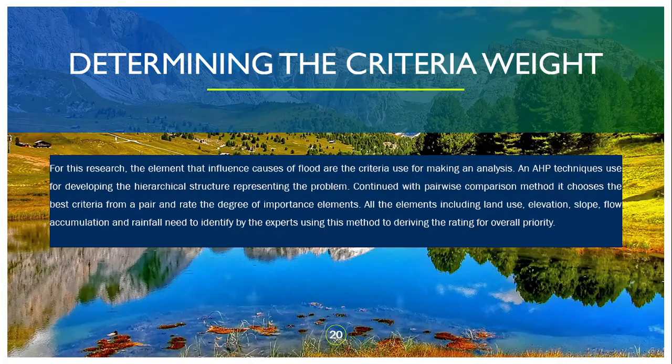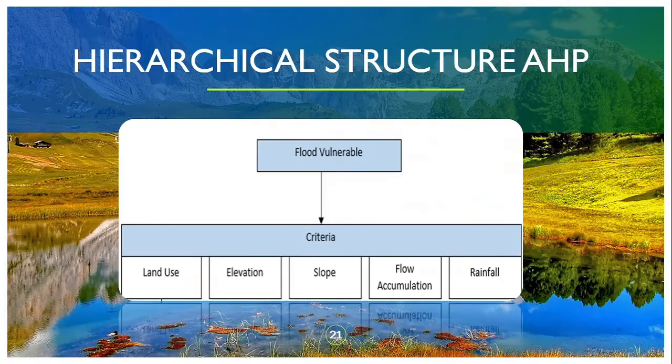It chooses the best criteria from a pair and rates the degree of importance of the elements. All the elements, including land use, elevation, slope, flow accumulation, and rainfall, need to be identified by the expert using this method to derive the rating for overall priority. The hierarchical structure of AHP consists of 5 criteria: land use, elevation, slope, flow accumulation, and the last one is rainfall.